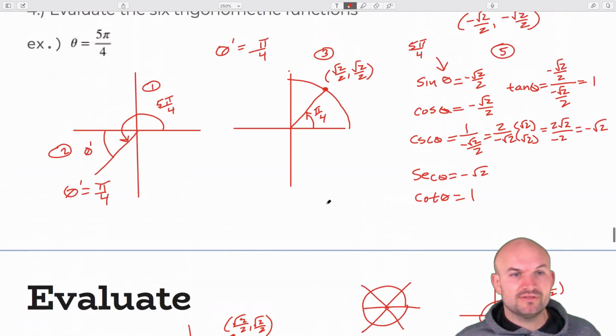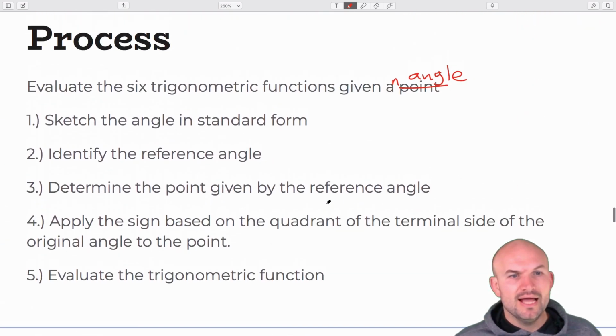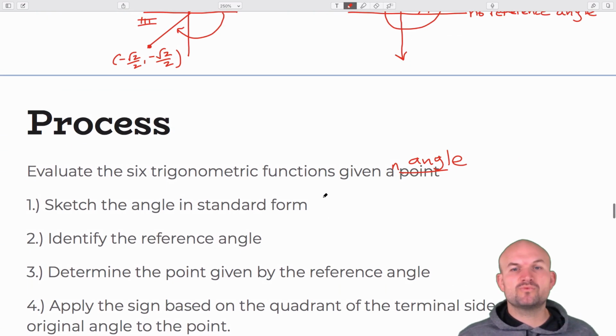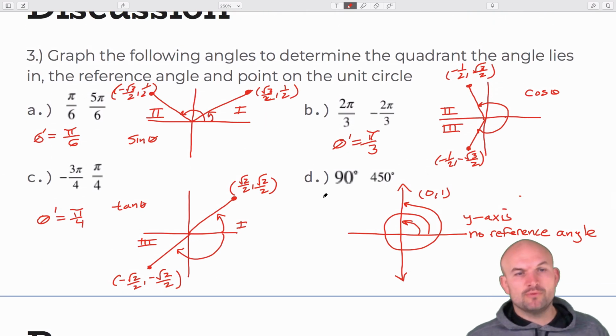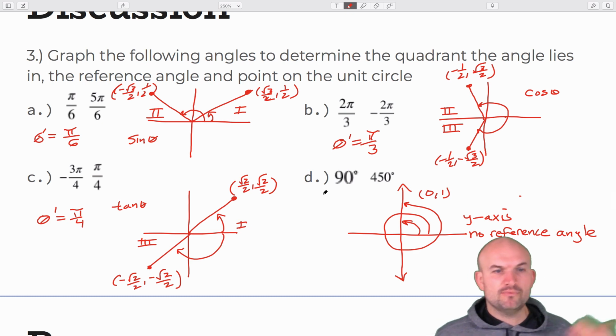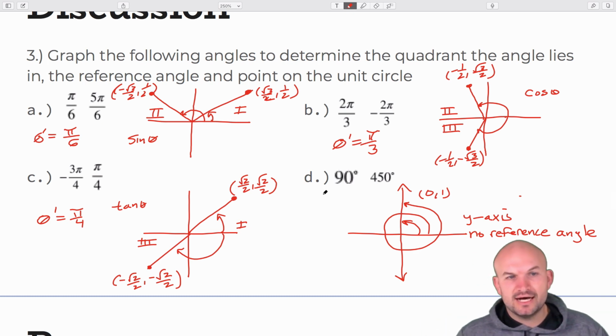Now, before I get to the final reflection, I just wanted to highlight this slide that I did not talk about, that I showed some work on. This is something I wanted you to take away from this. Before I actually gave students a process, I said, why don't we graph the angles, find the reference angle, determine the quadrant, and then determine the point on the unit circle. So we actually practiced this before we went into the problems.